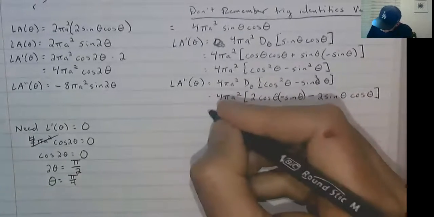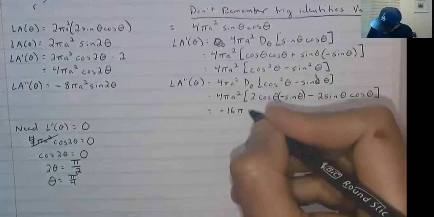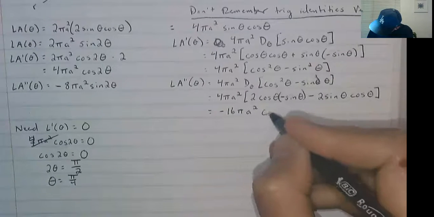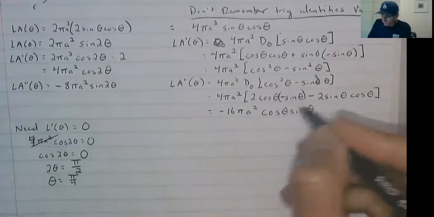We get a negative 16 pi a squared times cosine theta sine theta. Simplifying.